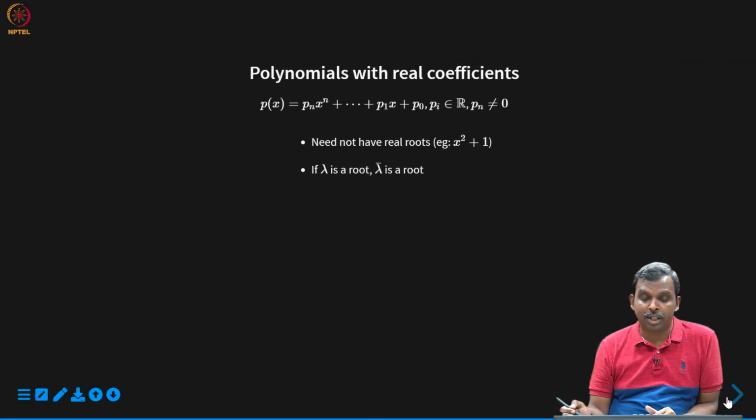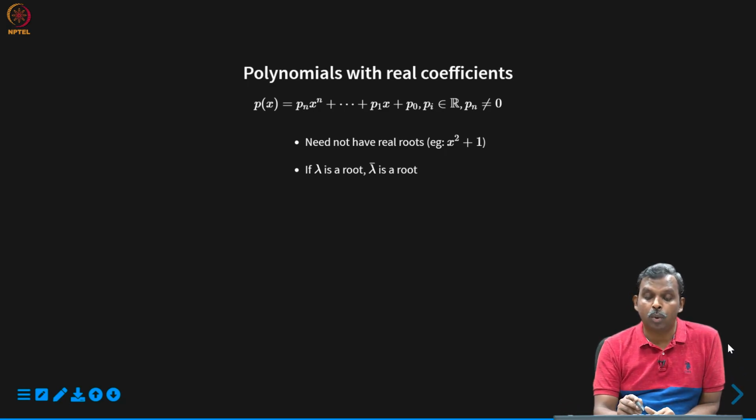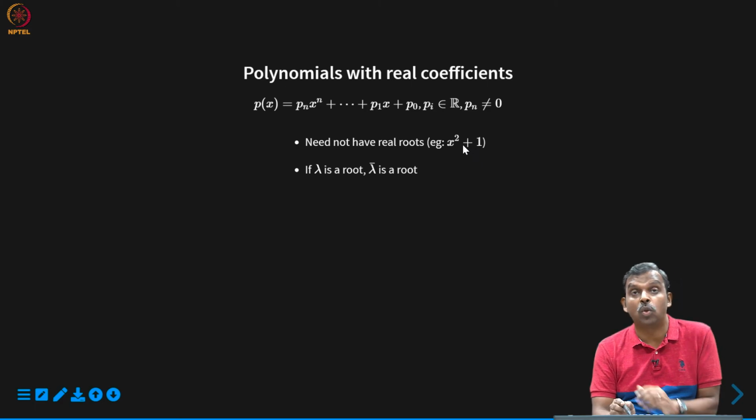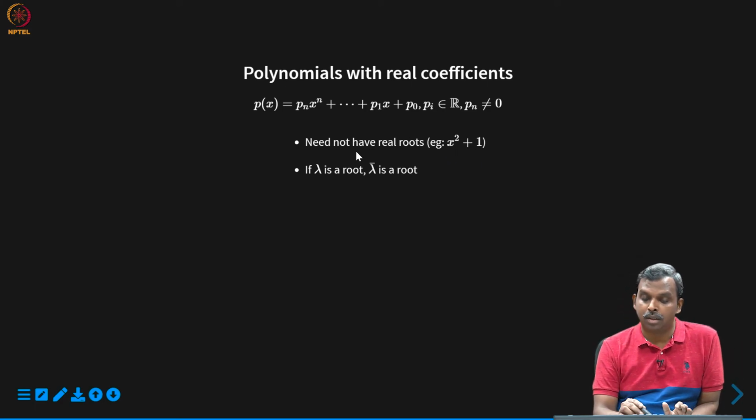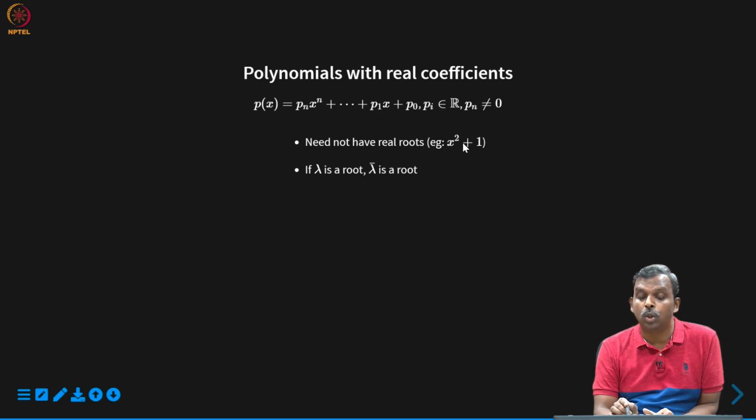Now what about the real field? If you have real coefficients, then what happens? In general, you can have a real polynomial which has no real root. It's possible, like x squared plus 1. X squared plus 1 has no real roots. In fact, you can have higher degree polynomials. Simply raise x squared plus 1 to higher powers, and you will have polynomials with no real roots.